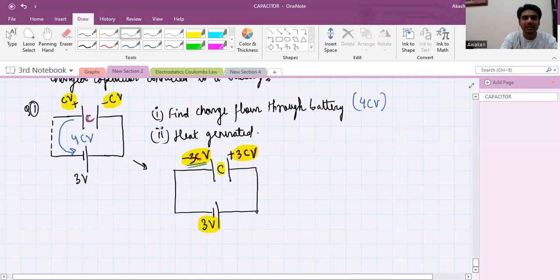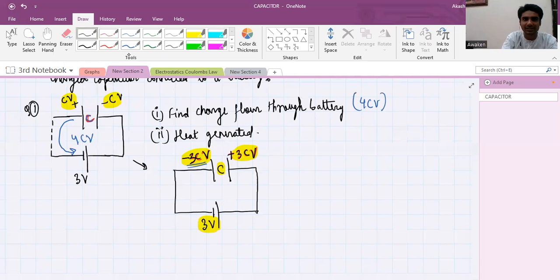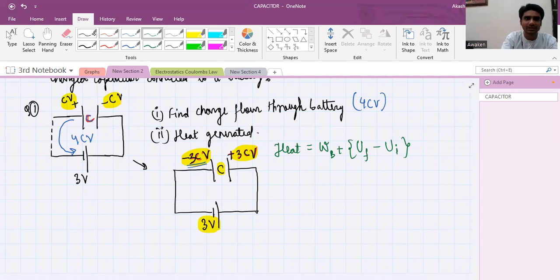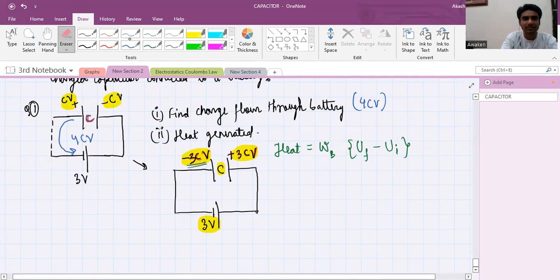Now the second question is heat generated. The formula for heat generated we had seen last class. What was that? Heat is equal to work done by the battery plus final energy minus the initial energy, right? Right or wrong? You all remember this? Sorry, I think this is wrong. That will be minus. Yeah, this is minus. All right. You remember? So yeah.